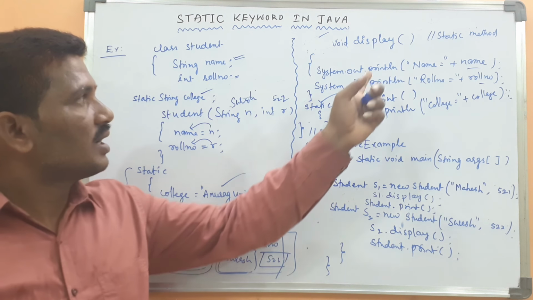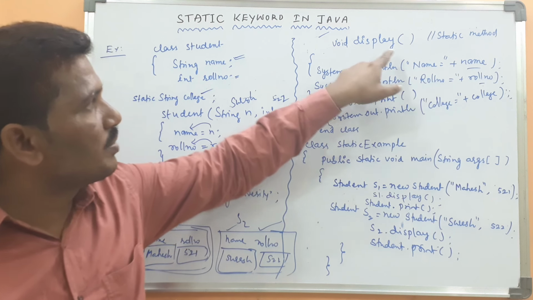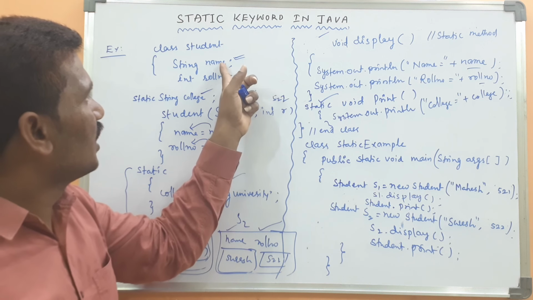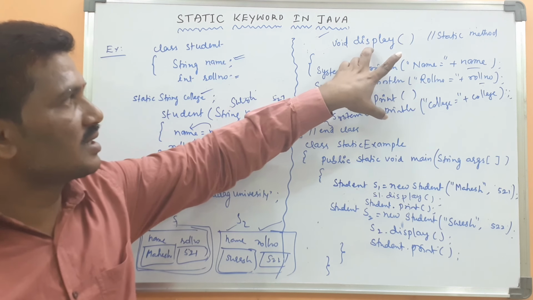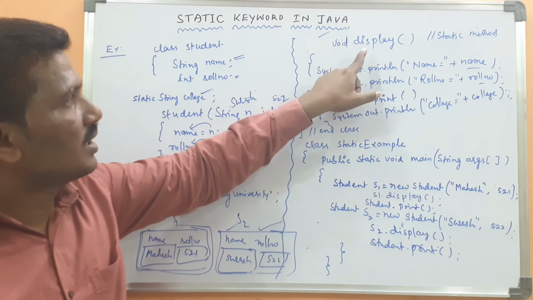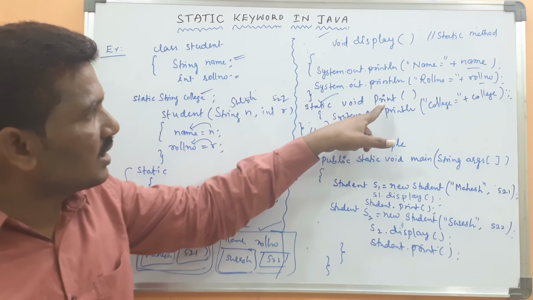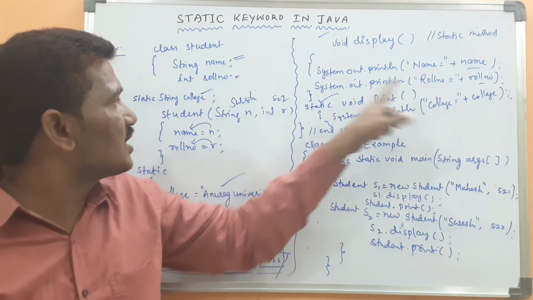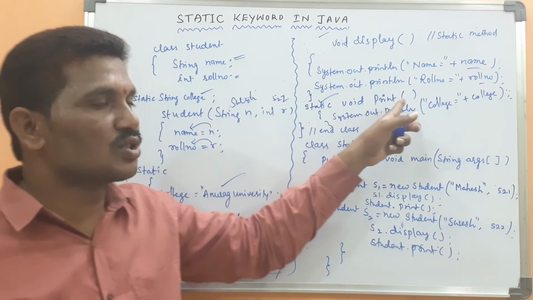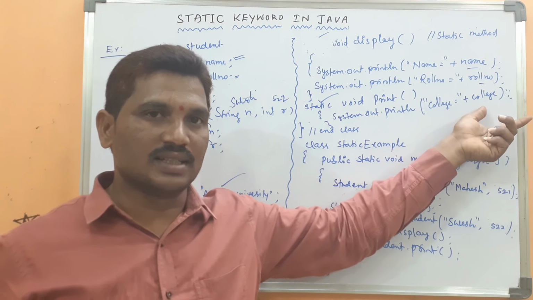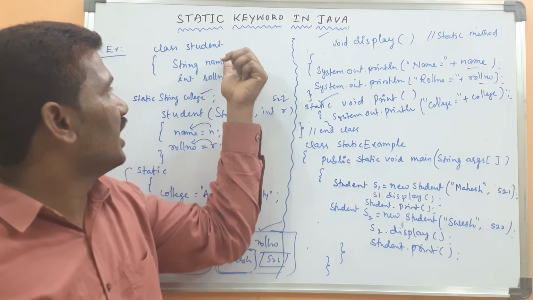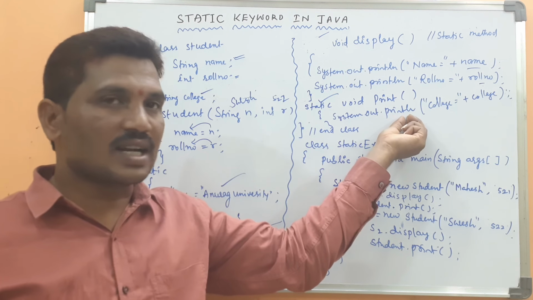Previously I wrote all the statements in one place, because the display method was declared as static. At that time, name and roll number can't be accessed in a static method. That's why it is now declared as a normal method, and the print method is declared as static. At that time, college belongs to static, so there is no problem; college can be accessed. But name and roll number can't be accessed in the static method.